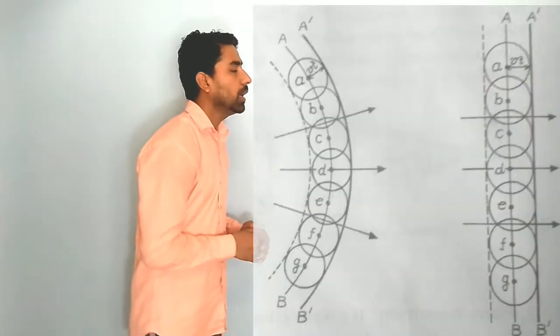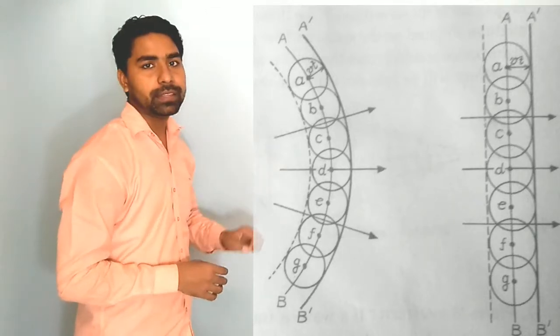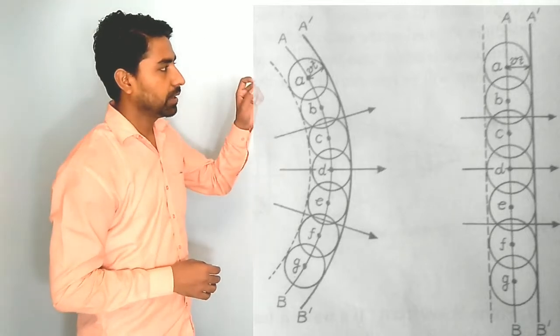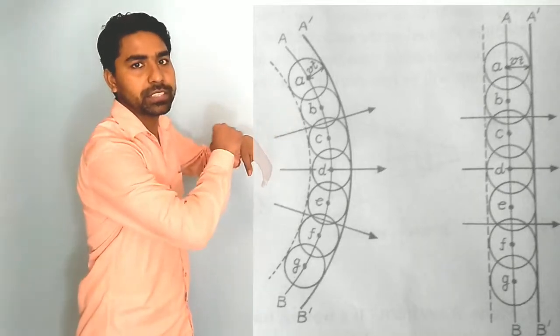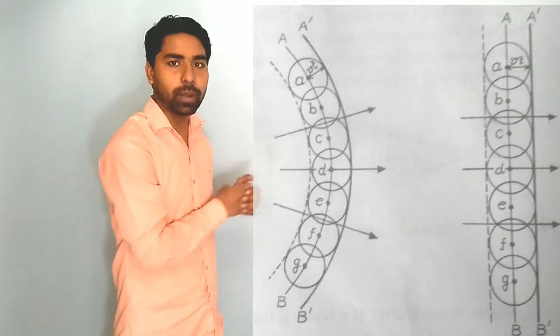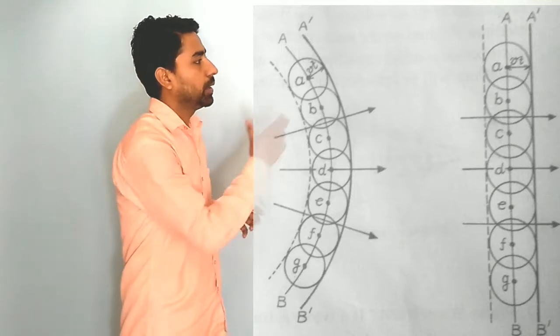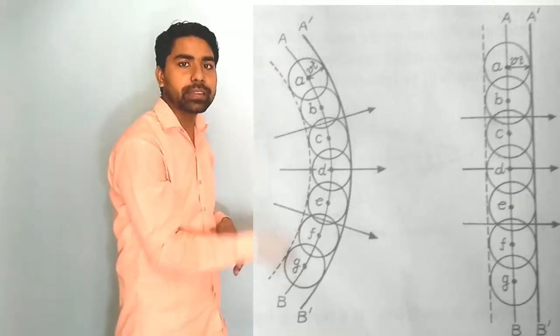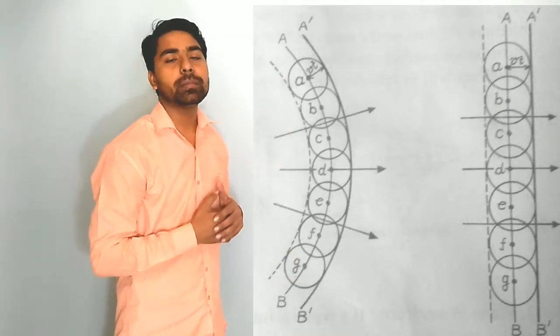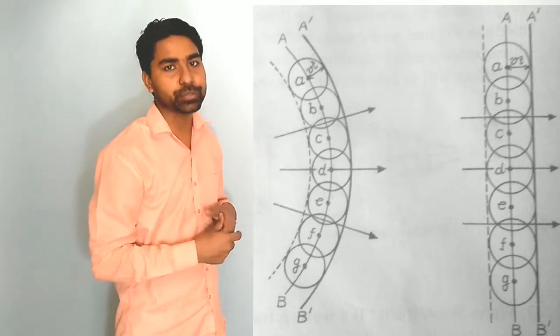To understand that, see the 2 diagrams. In the first diagram, you will see AB in a curved shape, a spherical shape, meaning this AB started from a point source. That is why AB is in the form of a spherical surface. Now see the second diagram, straight. It means this was made by light which is coming from infinity. That is why AB is straight.